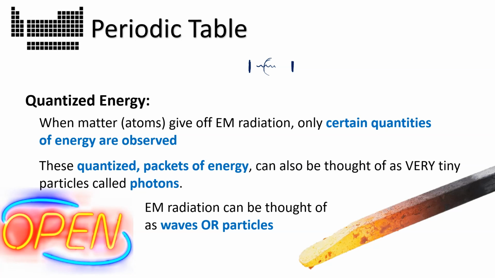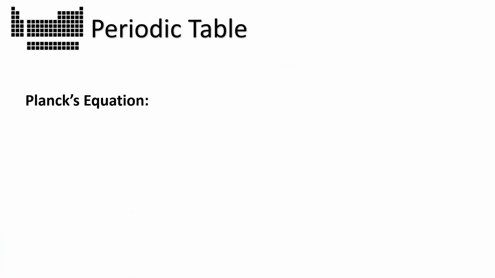If that seems strange to you, then you're absolutely correct. It's a very strange idea, but it's true. EM radiation is waves that travel at the speed of light, and is also particles traveling at the speed of light. Those particles are called photons. Essentially, a photon is a particle of light or a particle of microwaves or whatever it is.